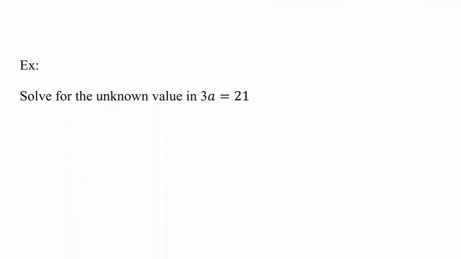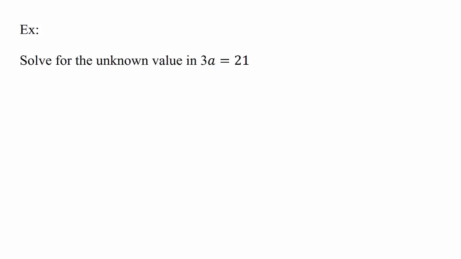Looking at our next example, we want to solve for the unknown value of a here. So we have 3 times a is equal to 21. So again, I want to isolate for one of the a's. And so I have this 3 right here. And this 3 is connected with a multiplication sign. And so the opposite of multiplying is to divide. So since that is a multiply by 3, I'm going to divide each side by 3.